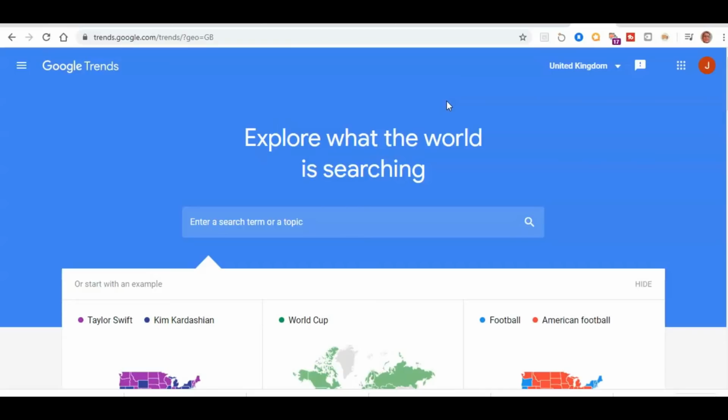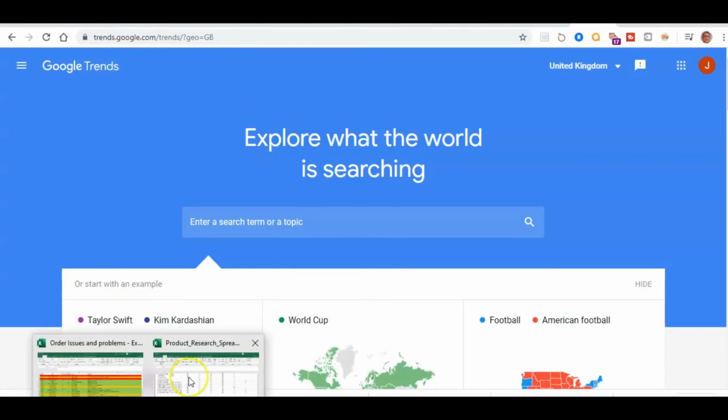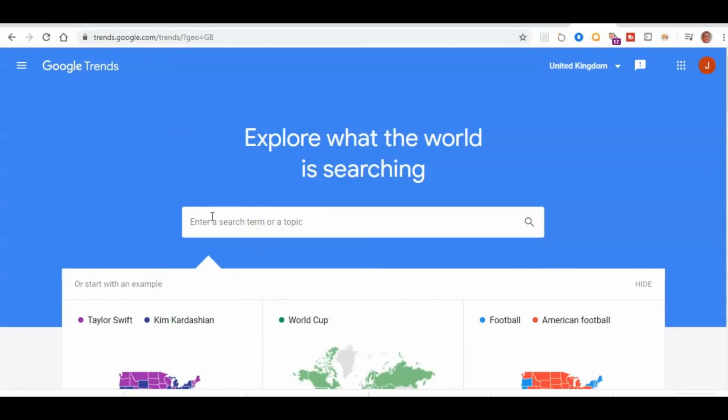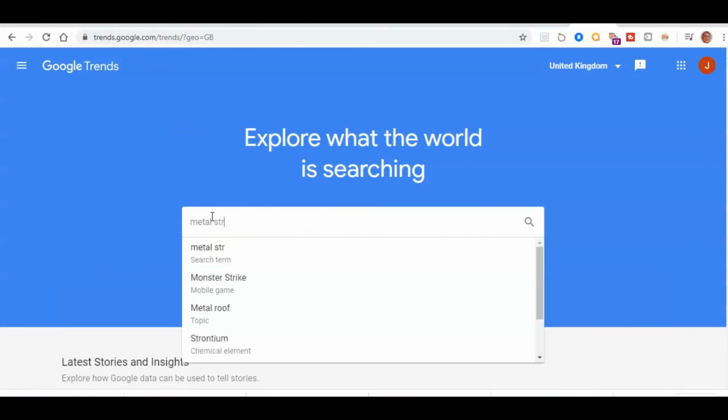So what Google Trends really does is you enter a search term or a topic, and it will give you basically an idea of how that topic is trending, say, over the past 12 months. So if we take one of the items that we were looking at, let's go back to our spreadsheet and see what we've got. We're looking at beeswax wraps, makeup pads, etc. So we could say, okay, let's look at some metal straws just to see what it's saying about metal straws. So let's go back in. So if we just put metal straws.